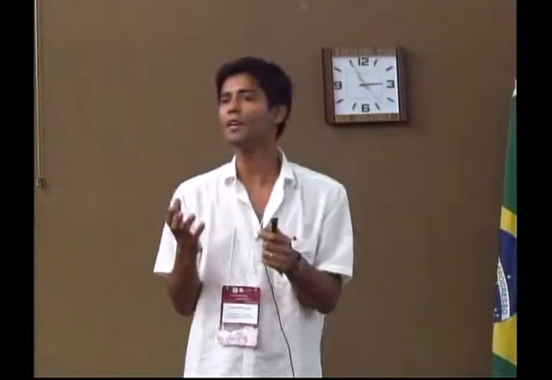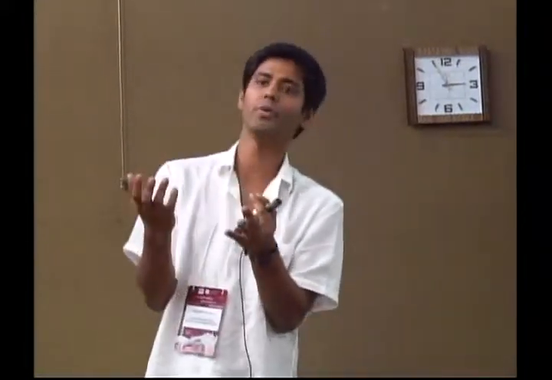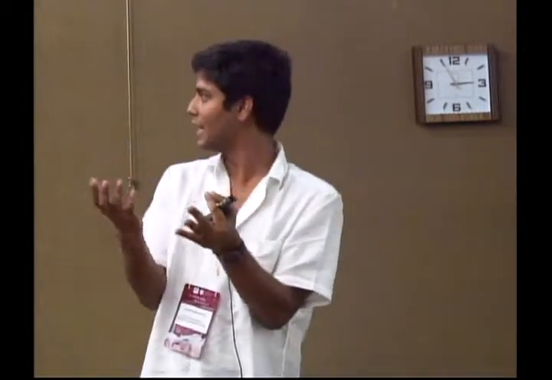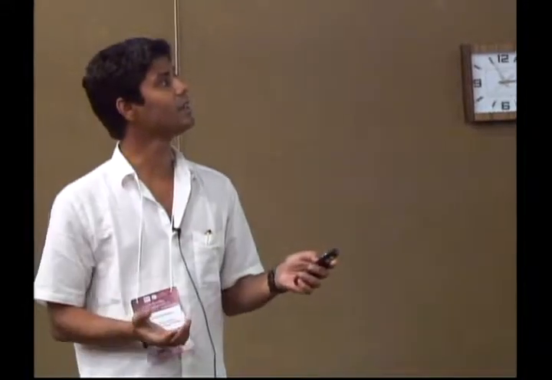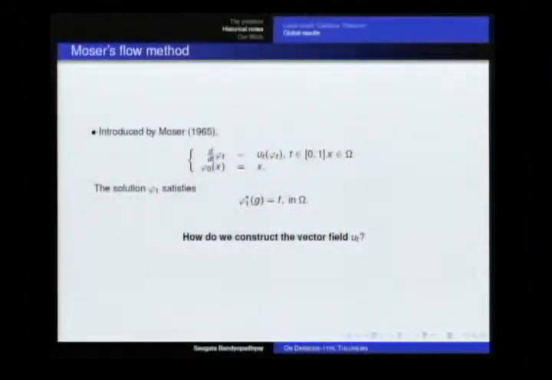And how do we do that? One way of proving this is to show that phi_t star h_t is independent of t, and then we are done. Because if phi_t star h_t is independent of t, then this implies that phi_1 star h_1 is equal to phi_0 star h_0. But phi_0 is the identity function, and h_0 is the homotopy. So once I show that phi_t star h_t is independent of t, we are really done.